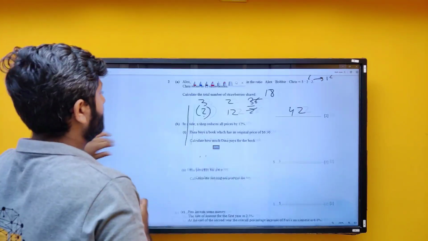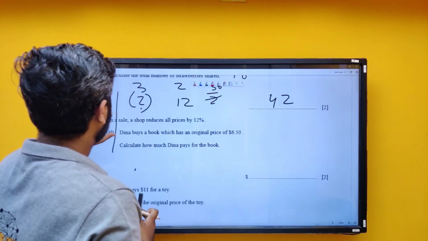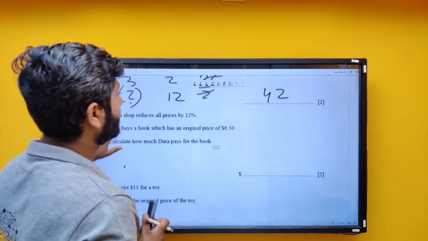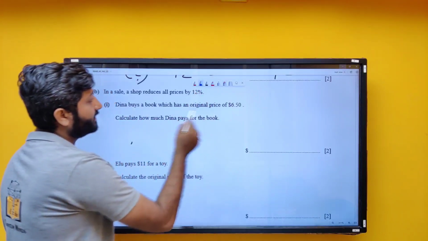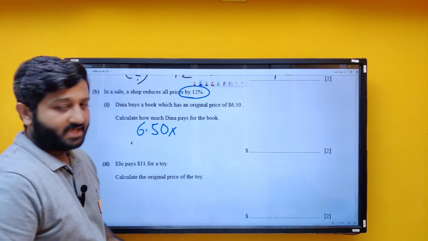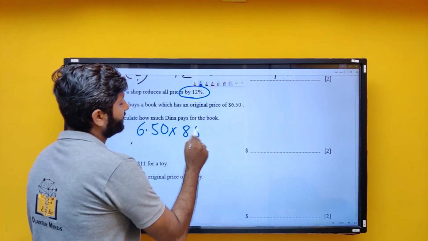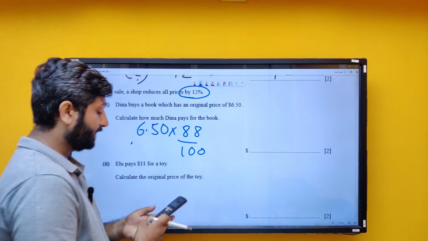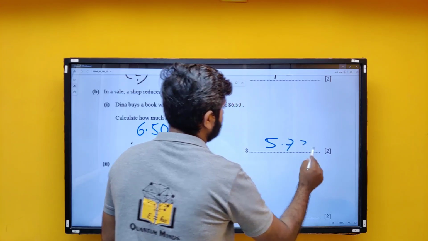Yes, in a sale, a shop reduces all prices by 12%. Dina buys a book which has an original price of $6.50. How much does Dina pay for the book? So there's a discount of 12%. So if the original price is 6.50, she'll get a 12% discount. She'll have to pay 88% of the price. So 6.50 into 0.88. She'll have to pay $5.72.